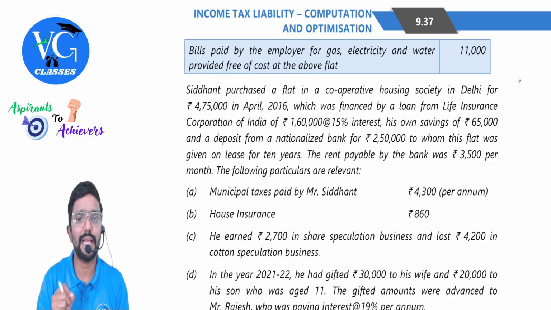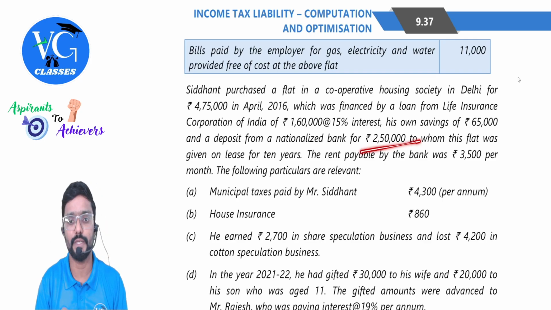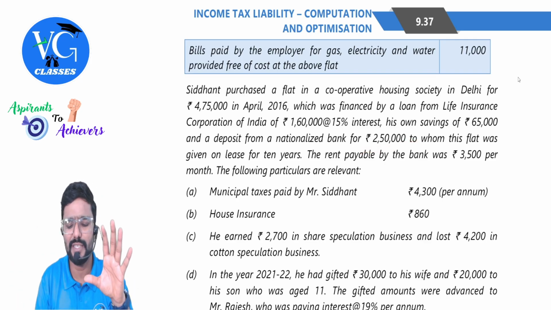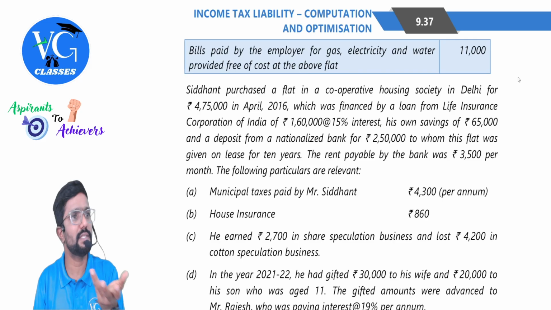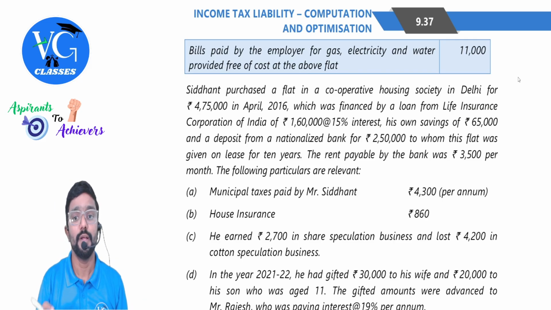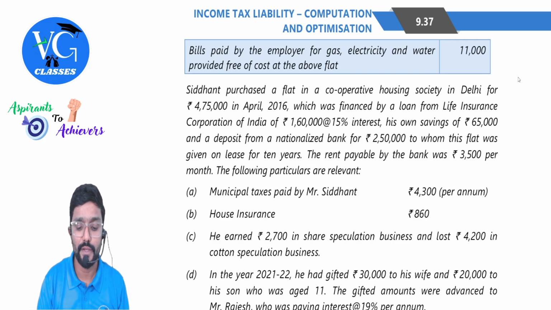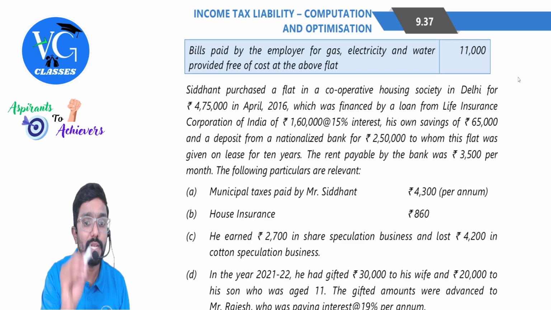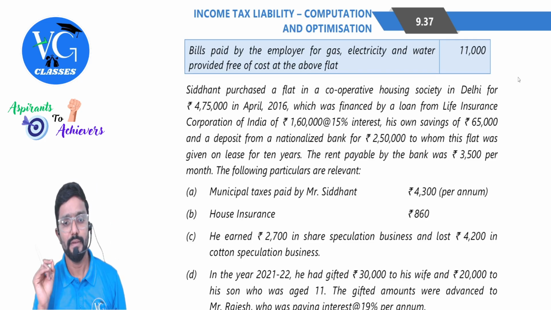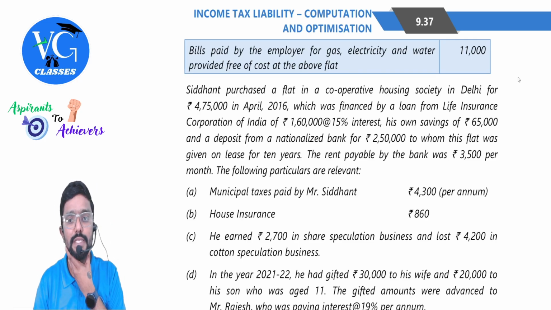And a deposit from National Bank of 2,50,000. Okay, doesn't matter. He has got some amount out of his own savings or deposit. Okay. Because for this and all, interest is not allowed. To whom? Now you see. For a national bank, to whom this flat was given on lease for 10 years. The rent payable by the bank was 3,500 per month.